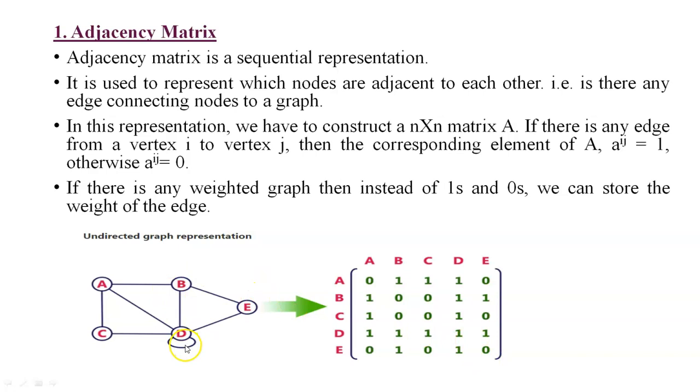And considering this self loop, we'll be calling it a loop here. So D to D, there is a self edge or loop here, so D to D, it will be represented as 1. So this is how we'll be representing in a 2D array for undirected graph.